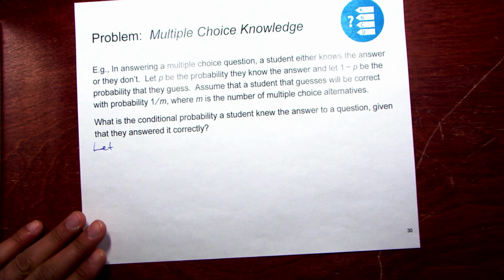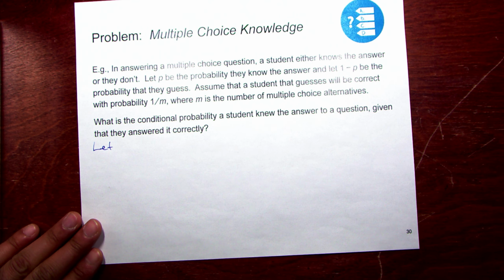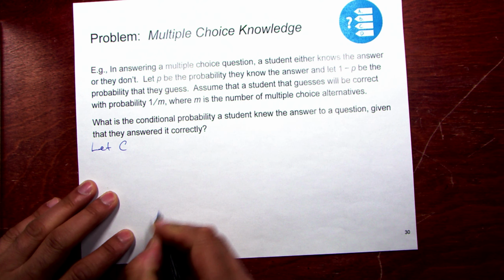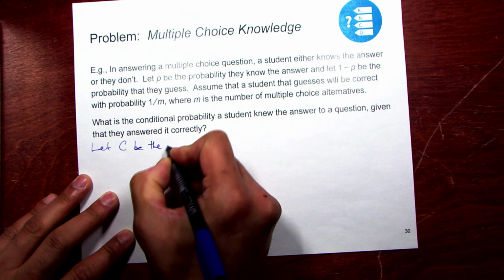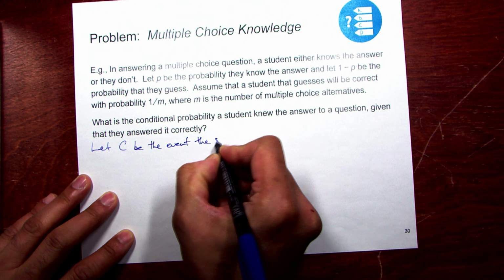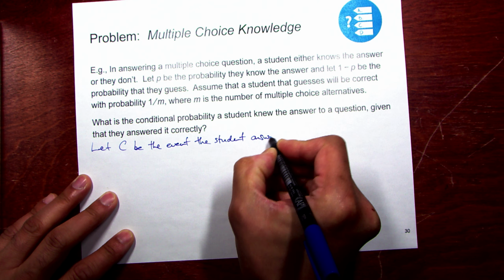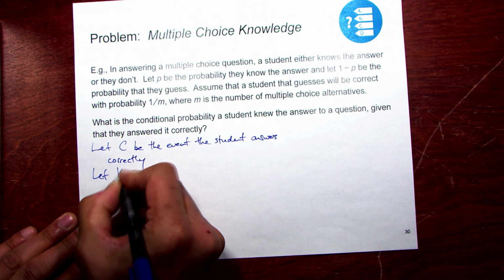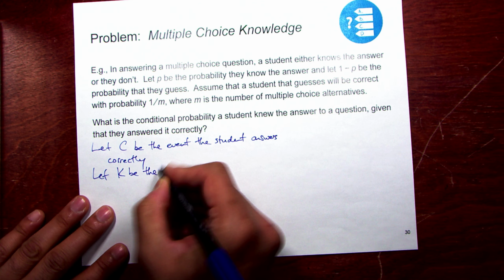We're going to define two events as usual. I'm going to draw the probability tree this time so that you can see the two strands. I really want to connect the math with the diagrams today. Let B be the event the student answers it correctly, and let K be the event the student knows the answer.